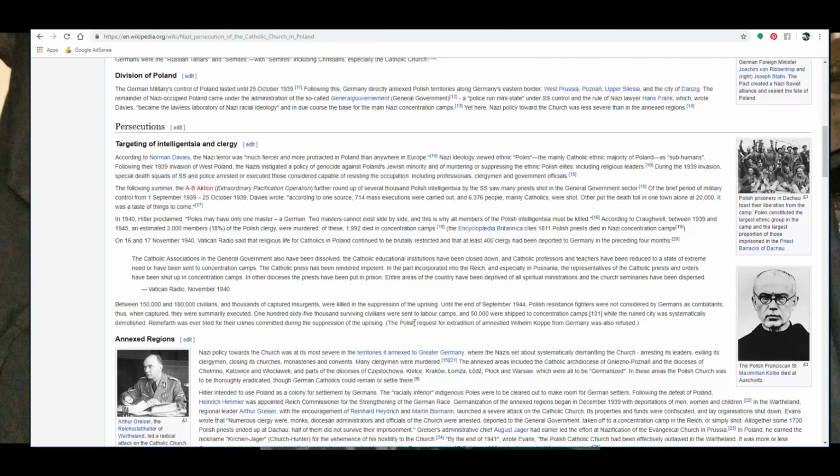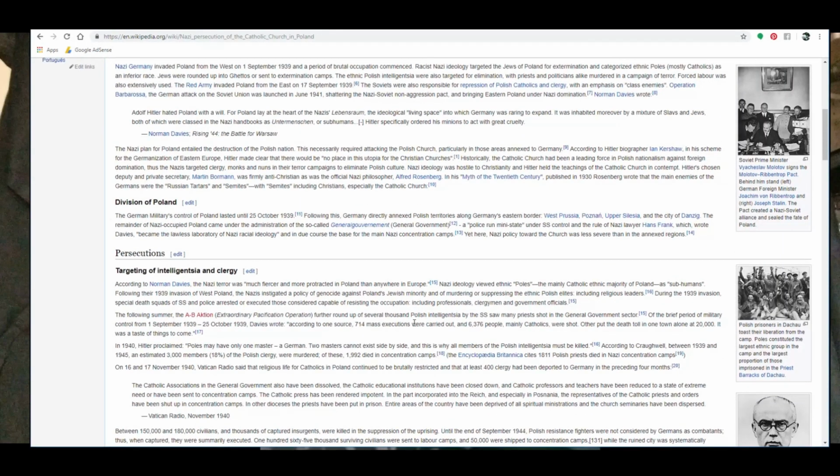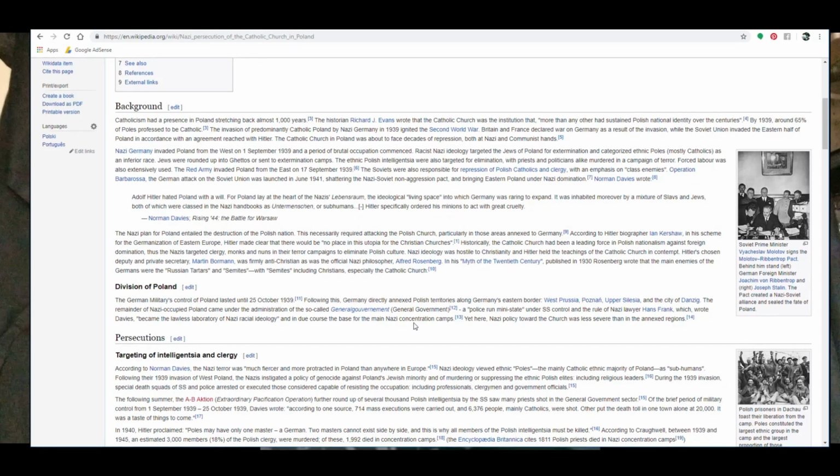But both the Communist Party and the Nazi Party went against the Catholic Church, although some members of the clergy did team up with communists to try and overthrow the Nazis, because the Nazis were very, very hostile. The Nazi plan for Poland entailed the destruction of the Polish nation. This necessarily required attacking the Polish Church, particularly in those areas annexed to Germany.